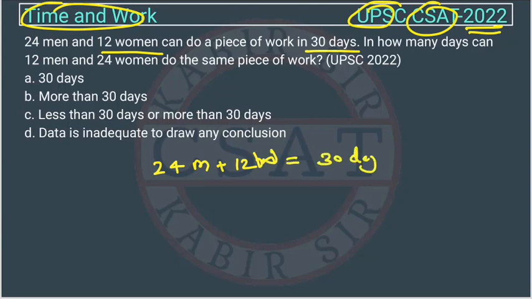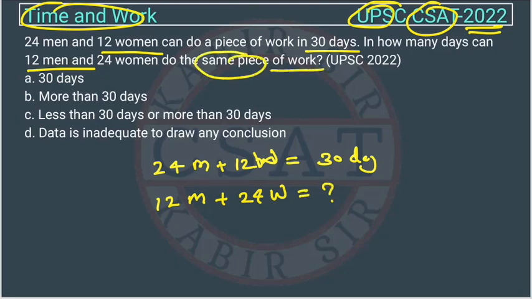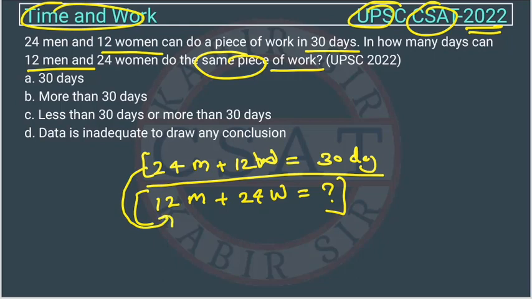30 days. In how many days can 12 men and 24 women do the same piece of work? Right. So this equation is given and this is asked. If the ratio of change is the same, then we can make some inference. Like from here, 24 to 12, the men are becoming half, but here the women are becoming twice, right?